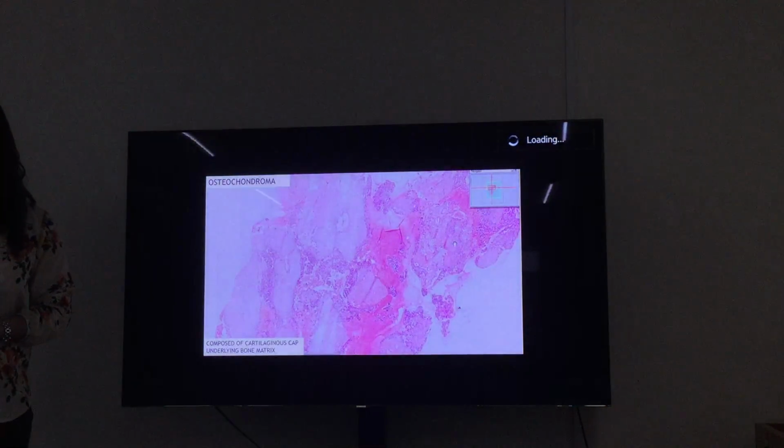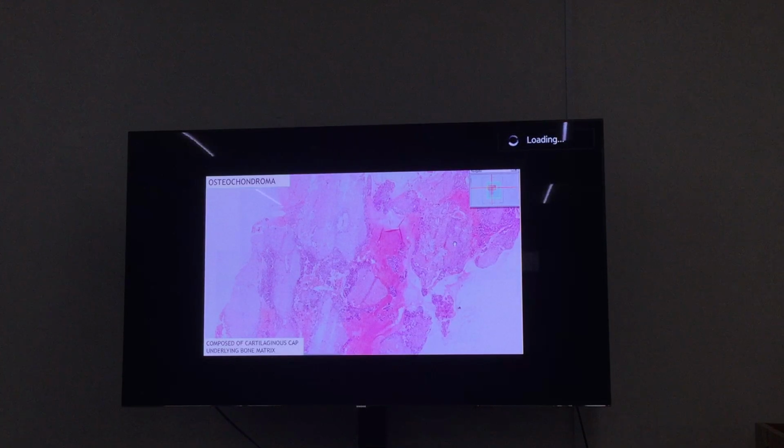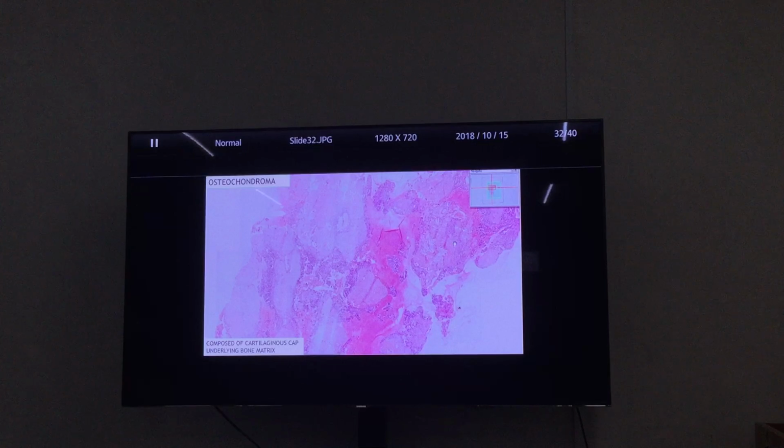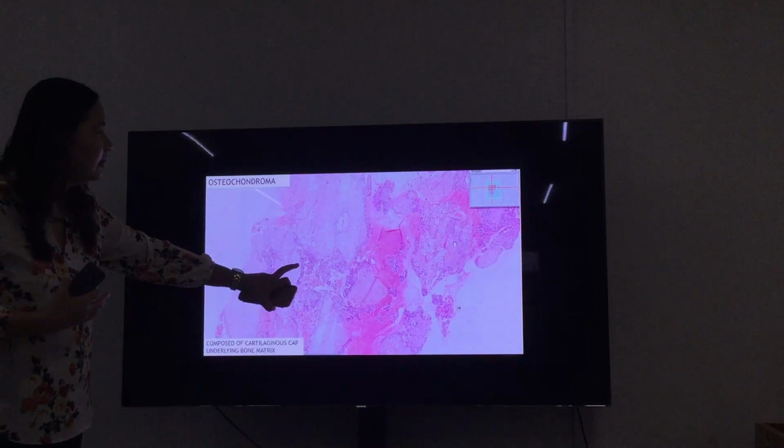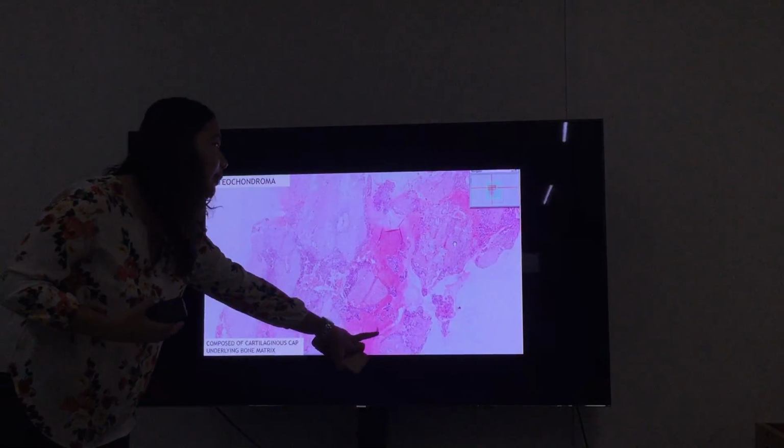So next is osteochondroma. Again, it's a benign cartilaginous cap attached to the bone by a bony stalk. So in osteochondroma, there is a bone component and a cartilaginous component. Here, this is the benign cartilage, and this is the bone.